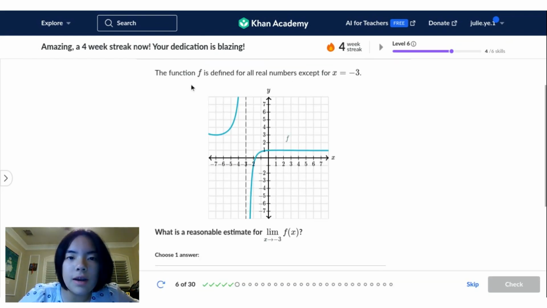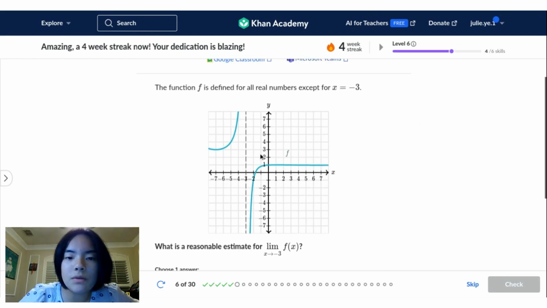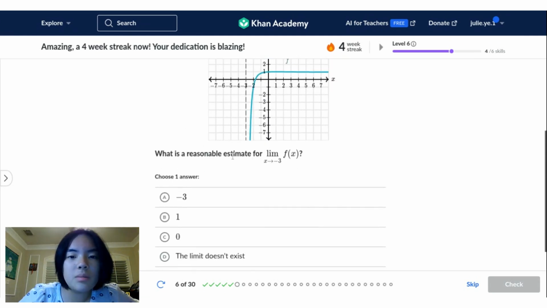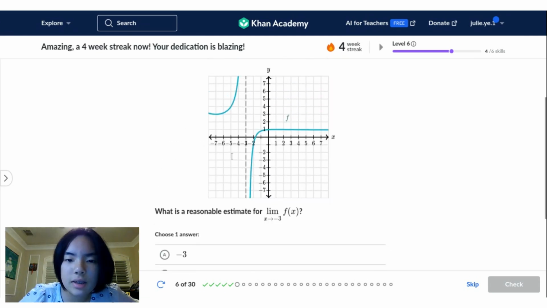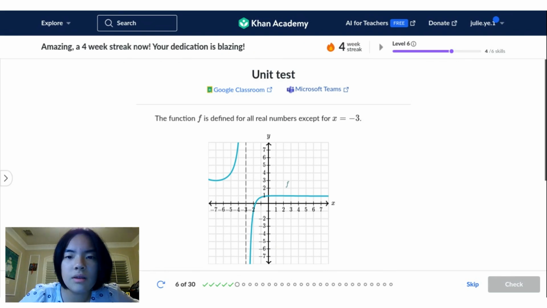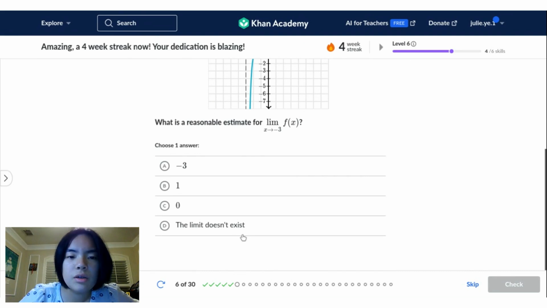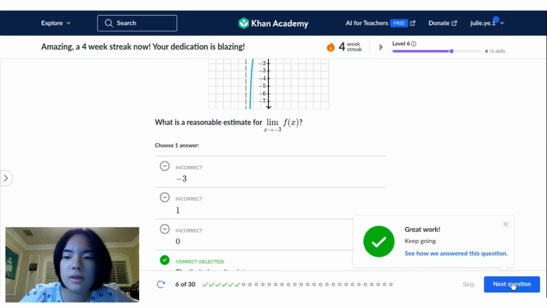The function f is defined for all real numbers except for x equals -3. Yep, there's a vertical asymptote. What is a reasonable estimate for the limit as x approaches -3? Well, it already told us it's all real numbers except for this part. So the limit does not exist.